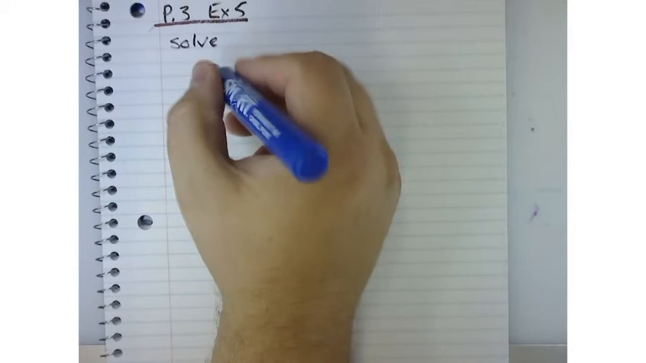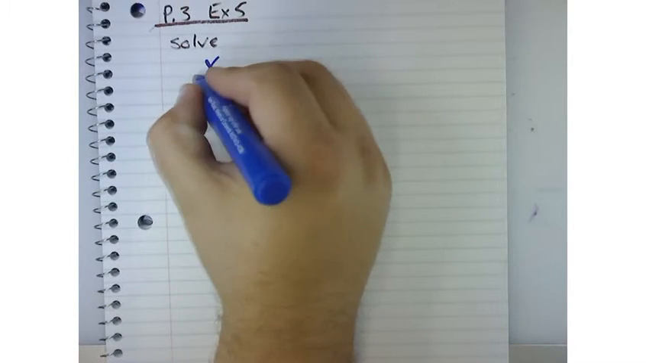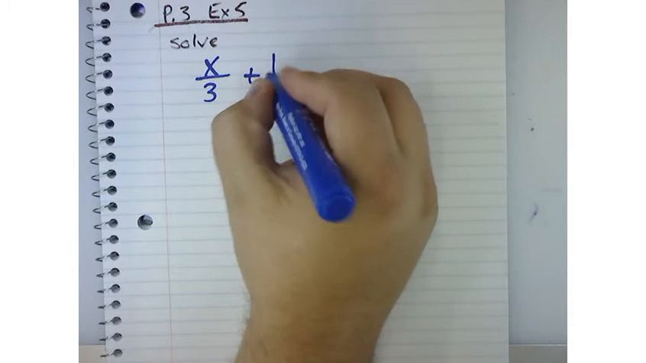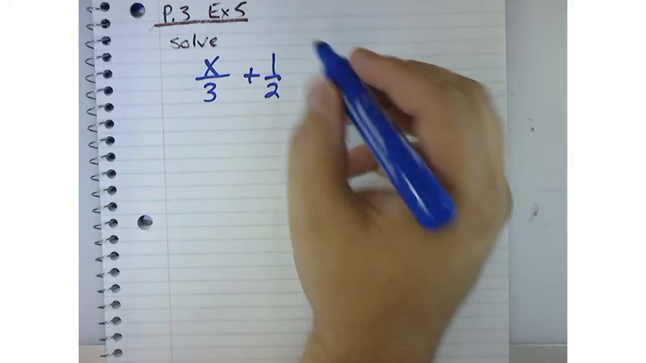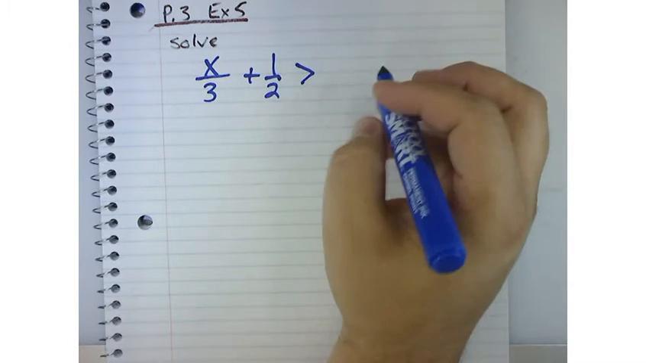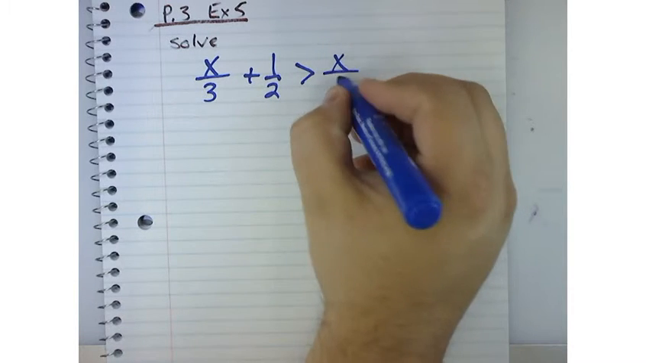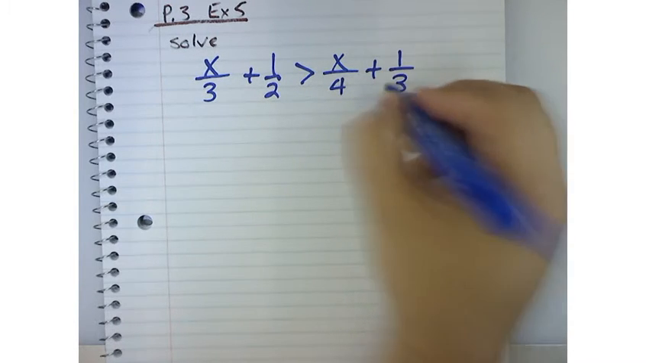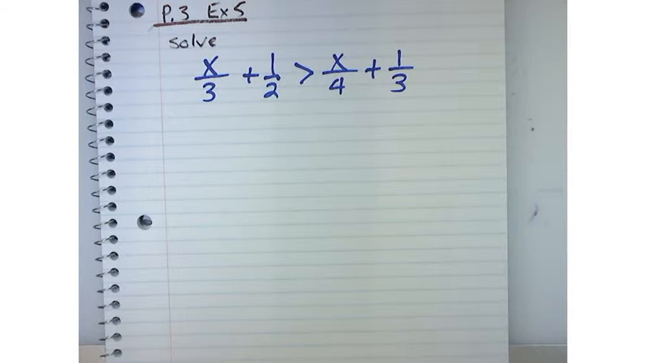x over 3 plus 1/2 greater than x over 4 plus 3. Now if you remember yesterday I said what is it that we don't like about this particular problem?